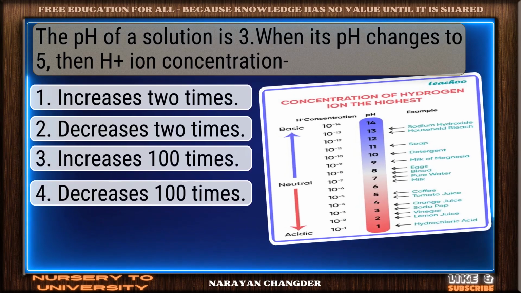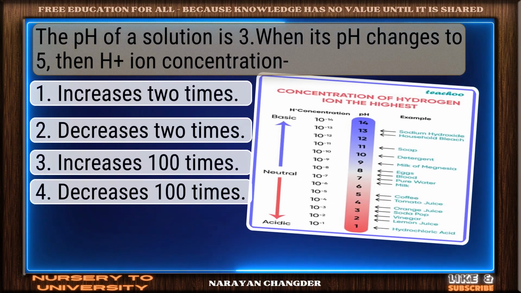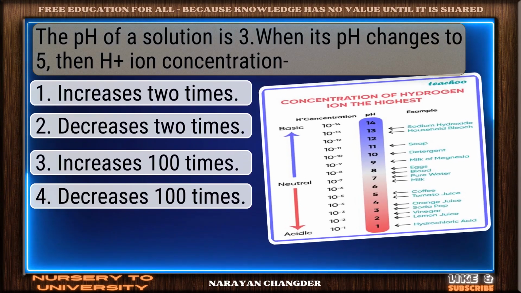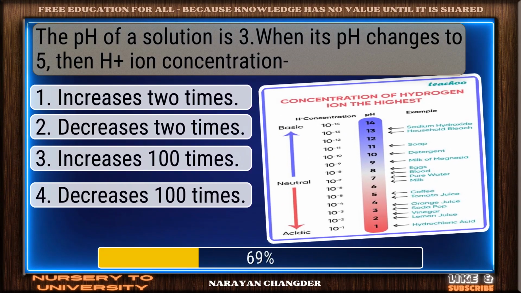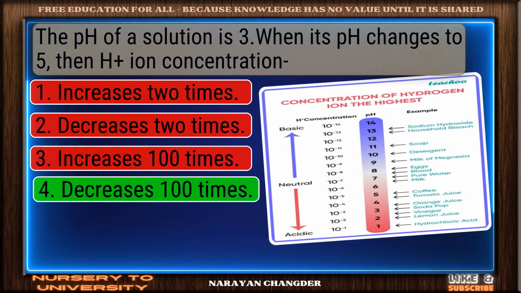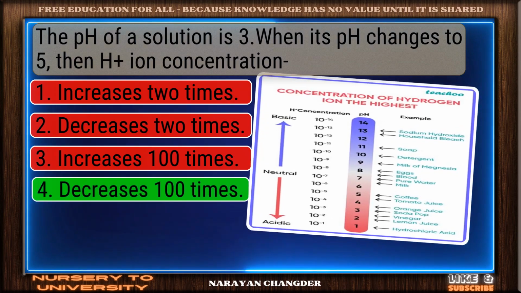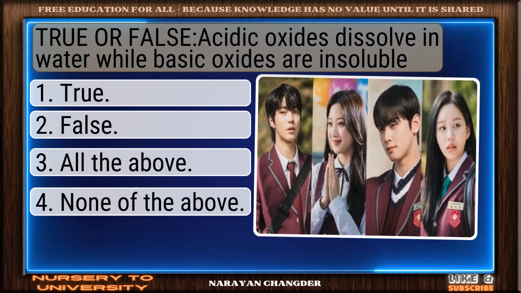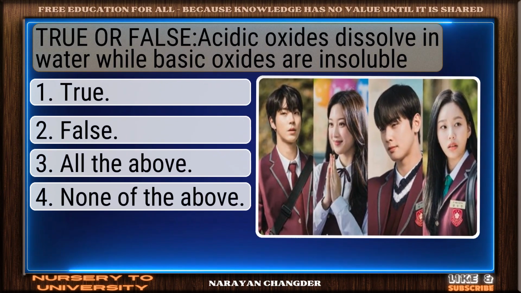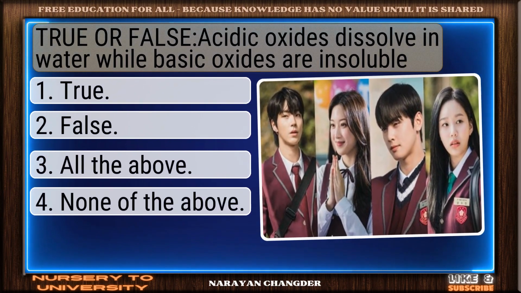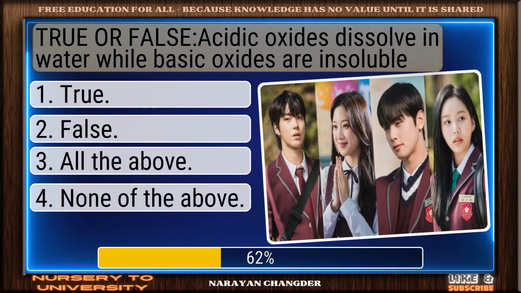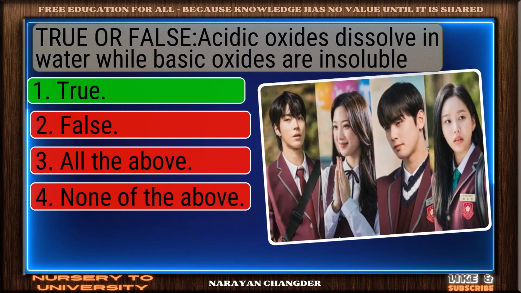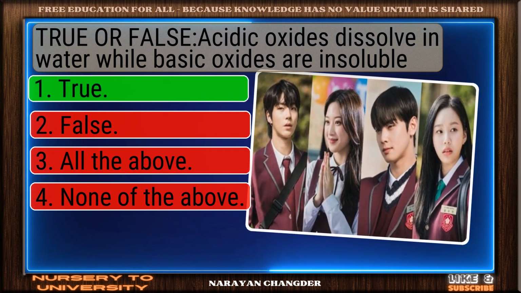The pH of a solution is 3. When it changes to 5, then H plus ion concentration. Nice work. Decreases 100 times fits perfectly. True or false? Acidic oxides dissolve in water, while basic oxides are insoluble. Excellent. True is well reasoned.